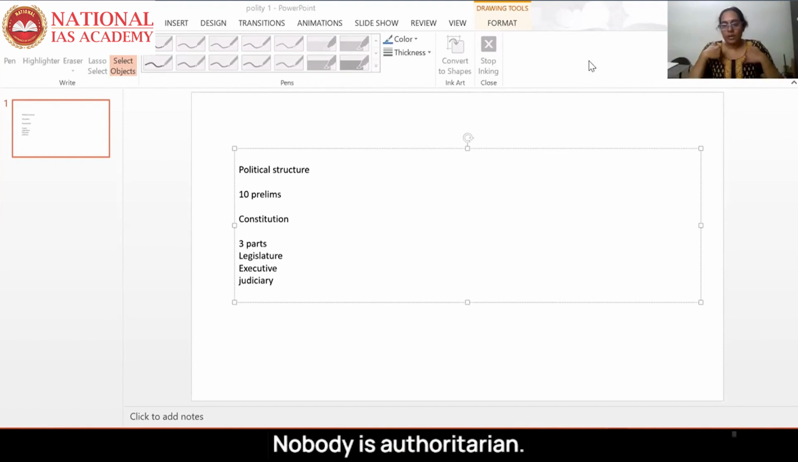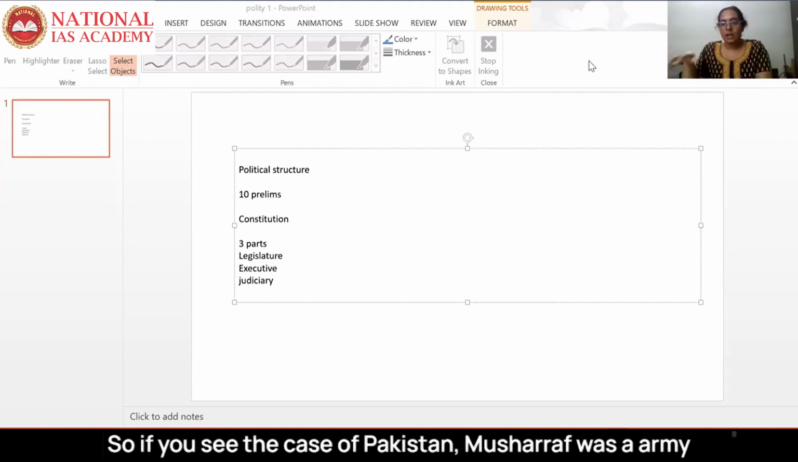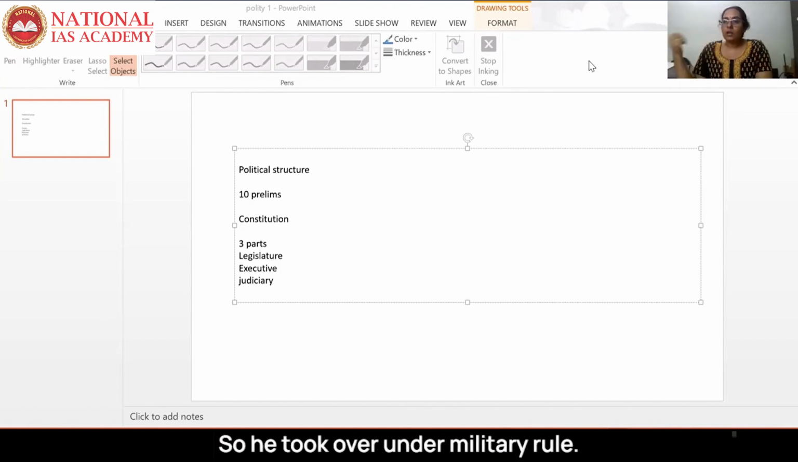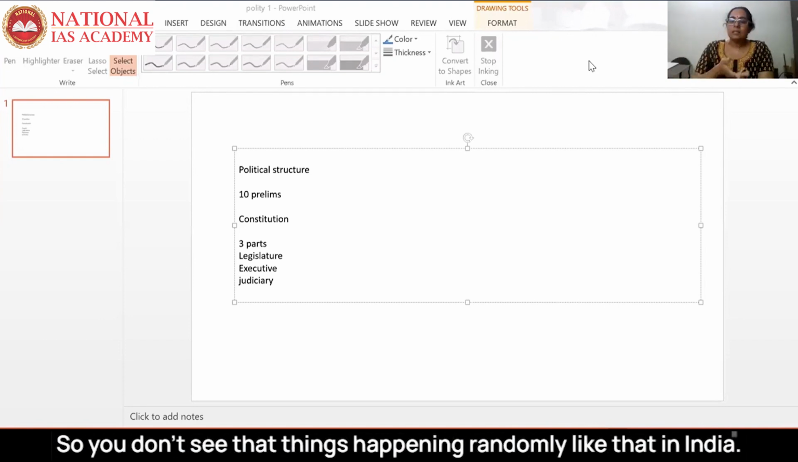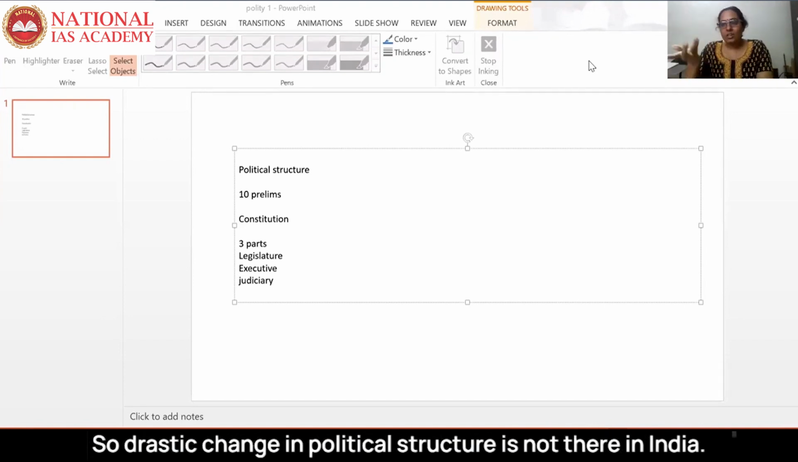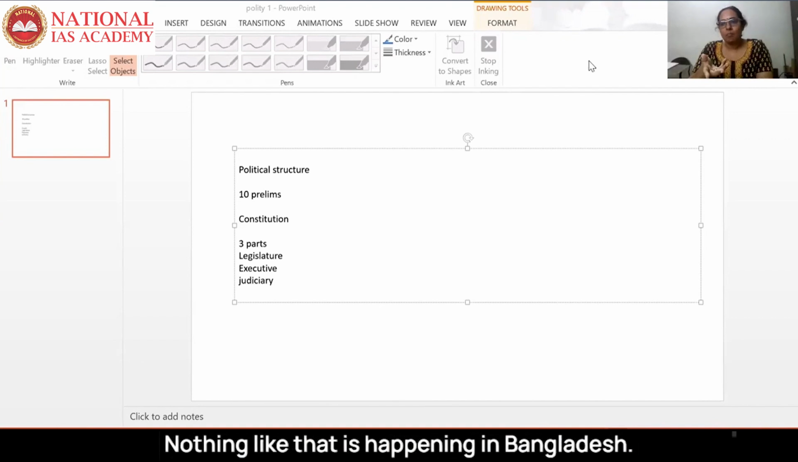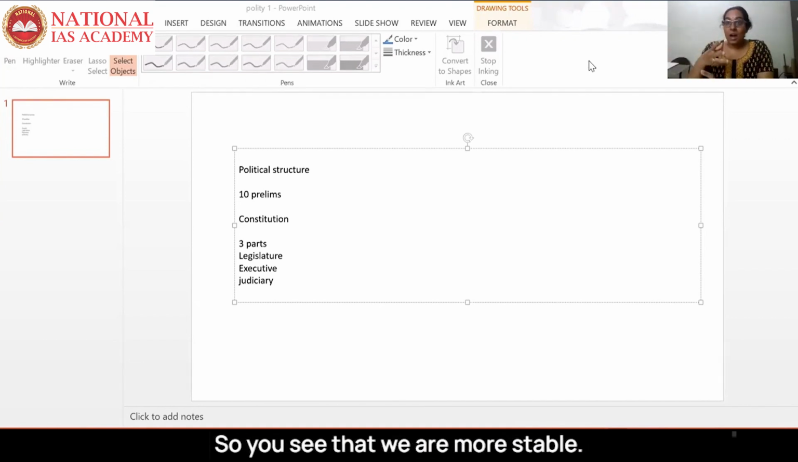Nobody is authoritarian. So if you see the case of Pakistan, Musharraf was an army commander who became the head of the country for a few years. So he took over under military rule. So you don't see things happening randomly like that in India. So drastic change in political structure is not there in India. Drastically, nothing like that is happening in India. Nothing like that is happening in Bangladesh. So you see that we are more stable.